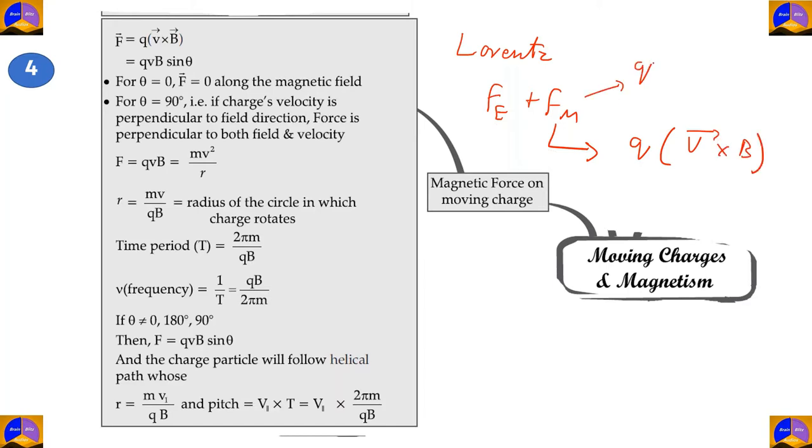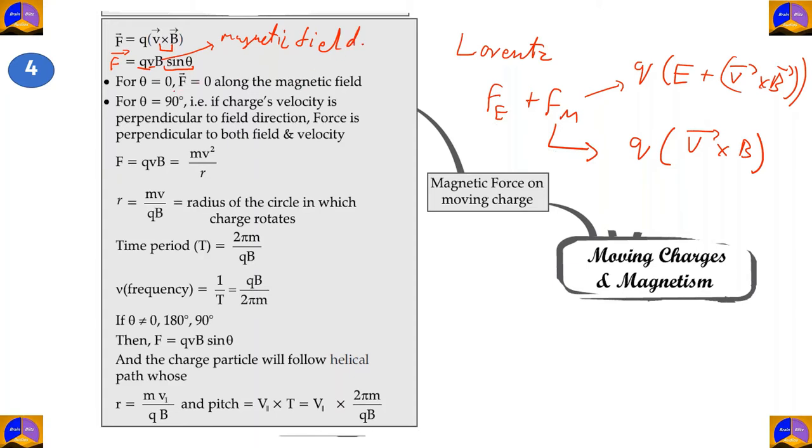And the original expression would be Q times E plus V cross B. Now, we have two vectors, V bar and B bar, undergoing a cross product. So whenever a cross product is present, we represent it using sine theta. So the magnetic force on a moving charge will be equal to QVB sine theta. F stands for force, Q stands for charge, V stands for velocity, and B stands for magnetic field.